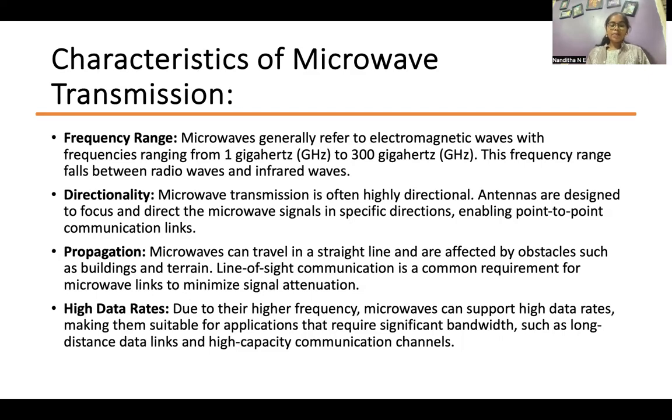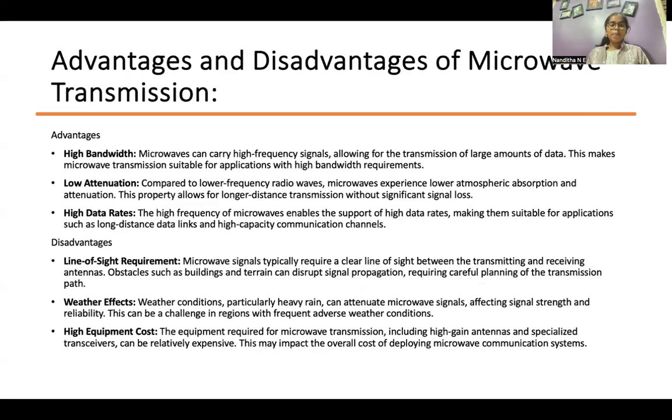High data rates. Due to the high frequency, microwaves can support high data rates, making them suitable for applications that require significant bandwidth, such as long distance data links and high capacity communication channels. Advantages and disadvantages of microwave transmission.